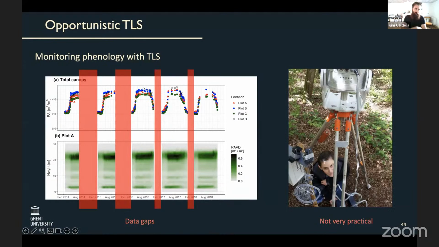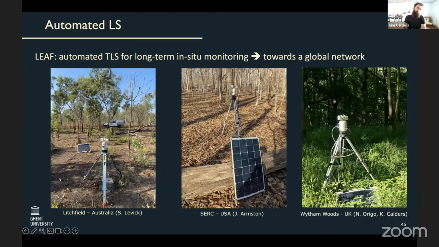So we are exploring automated laser scanning. So what you see here is a leaf instrument. So it's a LiDAR that you leave on site. It can be run off the power if there's power on the site, or you can hook it up to a solar panel. And basically what it will do, it will take automated laser scans, you can program it. You can do it once per day. You can do it twice per day. You can program it so it scans at night when there's less wind conditions. So it has a lot of potential.